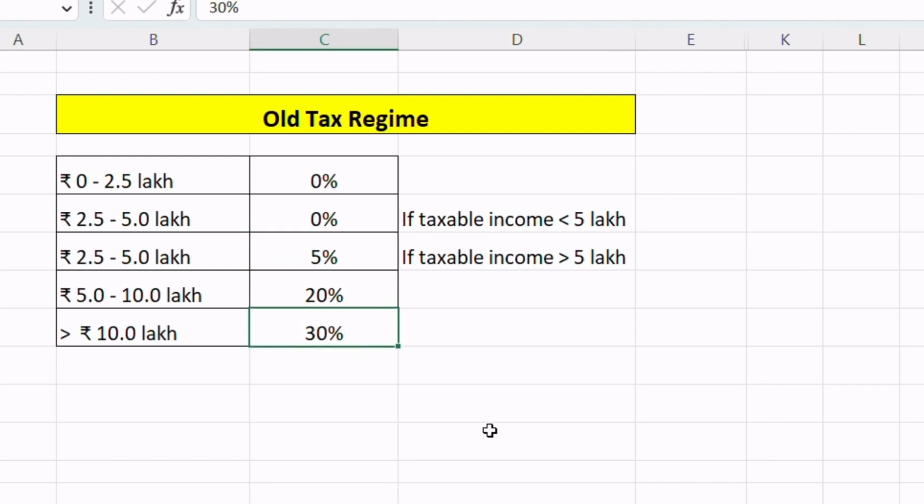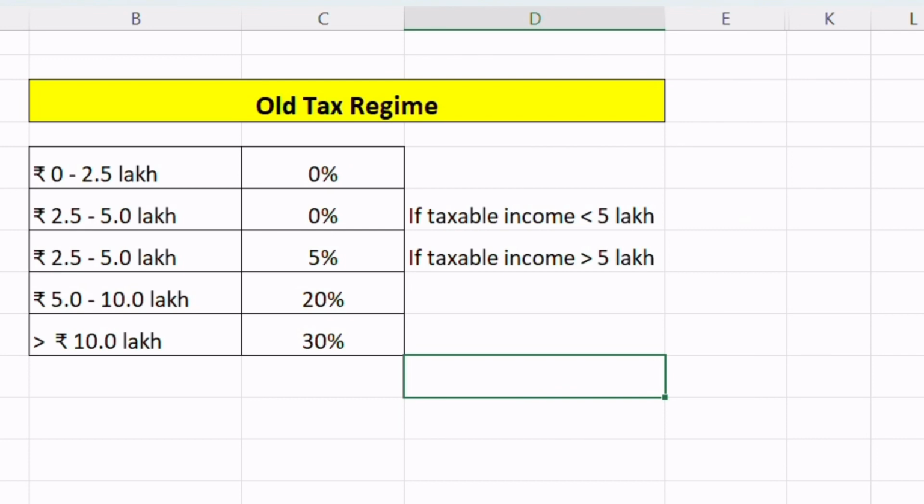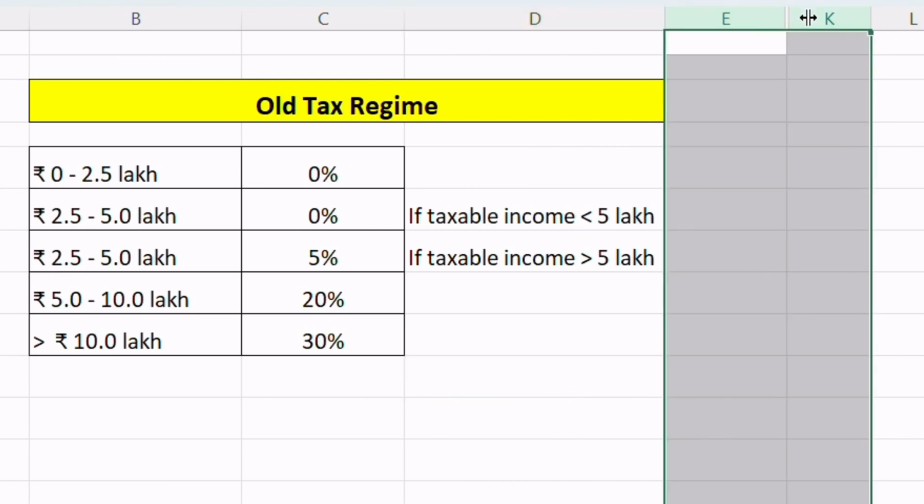However, there is a special rebate which is given to income till 5 lakh. So in case your total taxable income falls below 5 lakh, the tax would be 0%. In case the total taxable income is more than 5 lakh, then this particular slab will be applicable. These are the tax rates if somebody is following the old tax regime. Let us look at the changes in the new tax regime.